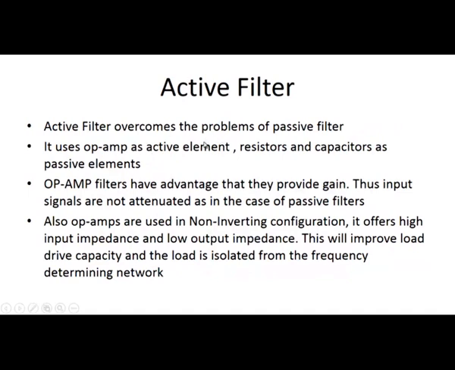Active filters overcome the problems of passive filters. They use the op-amp as an active element and resistors and capacitors as passive elements. Op-amp filters have the advantage that they provide gain. The gain amplifies the signal, so the input signals are not attenuated as in the case of passive filters. Also, op-amps are used in non-inverting configuration, so they offer high input impedance and low output impedance. This will improve the load drive capacity, and the load is isolated from the frequency determining network.